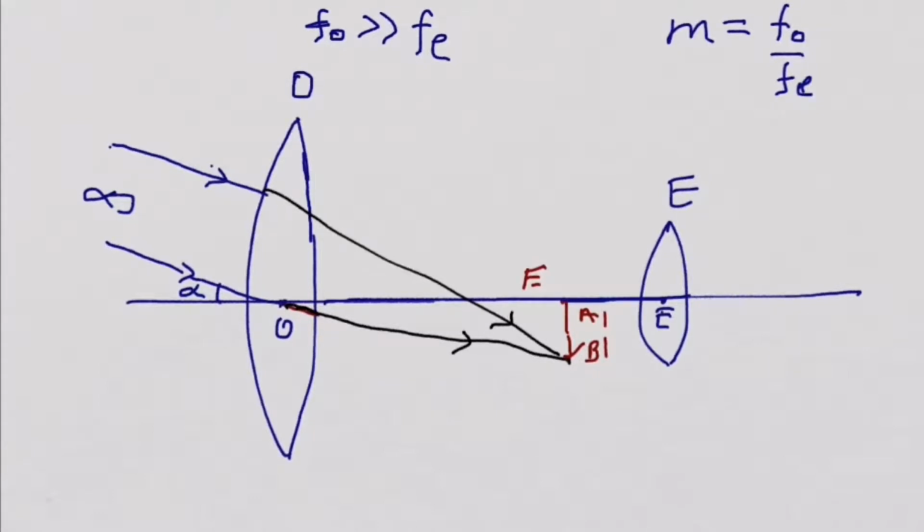Now the final image in case of normal adjustment will be formed at infinity. So this point is also the focus point of the eyepiece, or you can say the A dash B dash will be at the focal plane of the eyepiece.